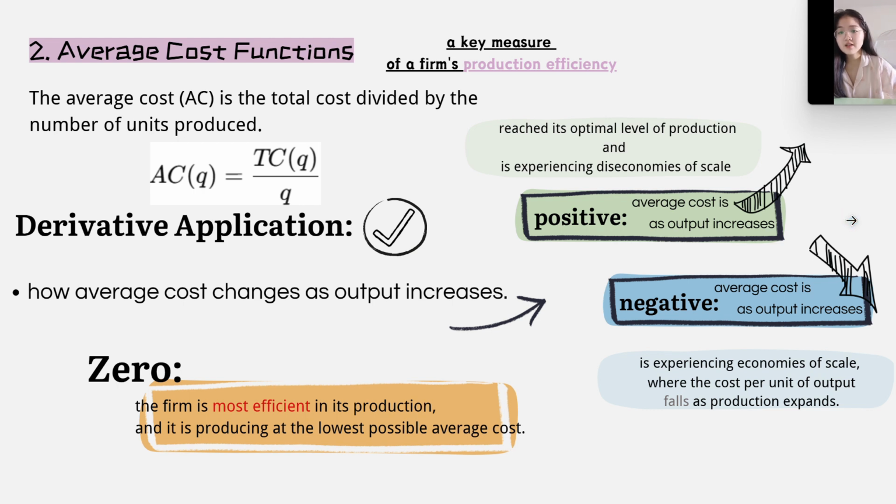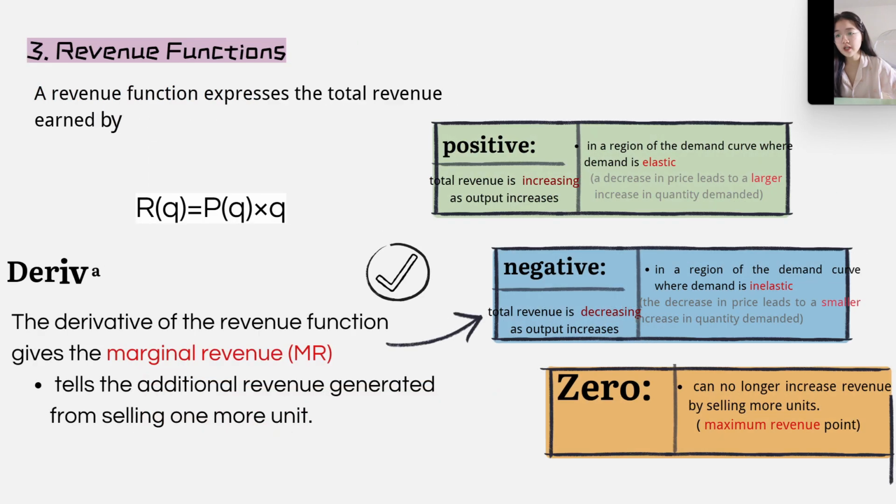This suggests that the firm is experiencing economies of scale, where the cost per unit of output falls as production expands. If the derivative is 0, this is the point where the firm is most efficient in its production and it is producing at the lowest possible average cost. So average cost is a key measure of a firm's production efficiency. Then let's see the revenue function.